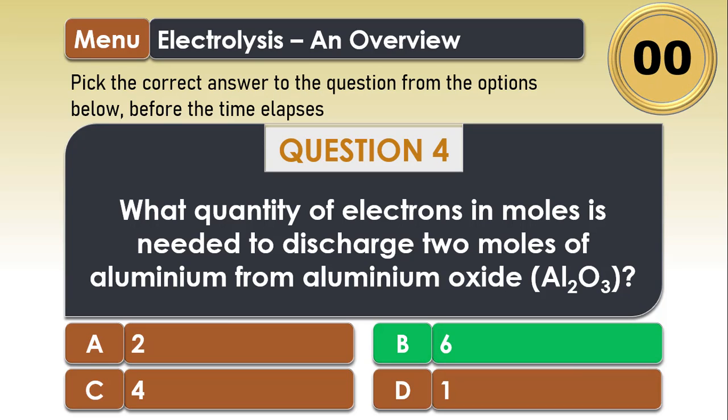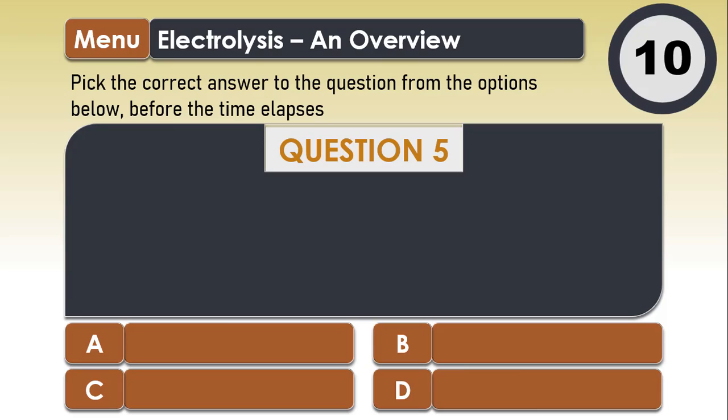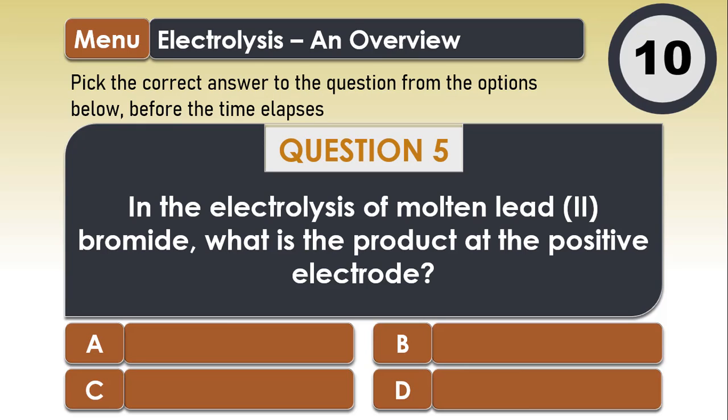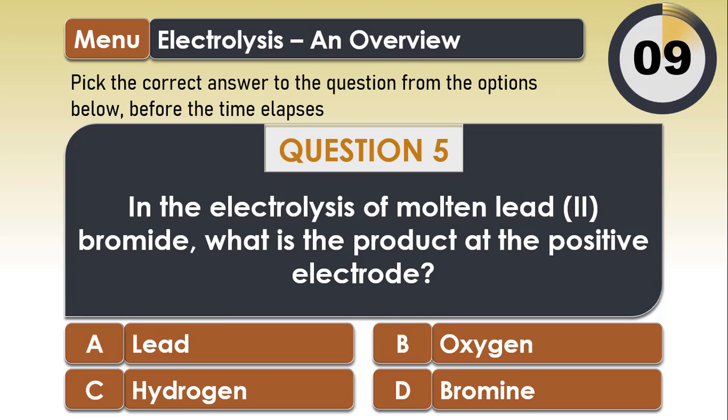And the correct answer is B. 6. Question 5. In the electrolysis of molten lead(II) bromide, what is the product at the positive electrode? A. Lead, B. Oxygen, C. Hydrogen, and D. Bromine.